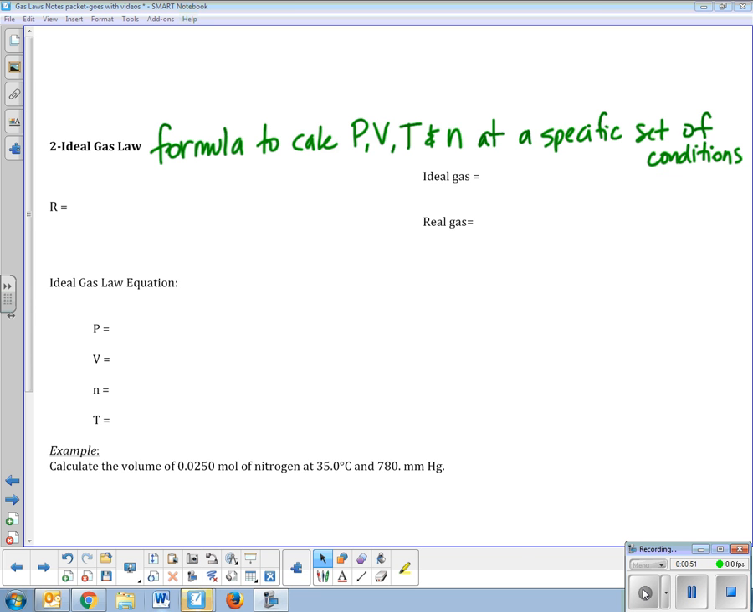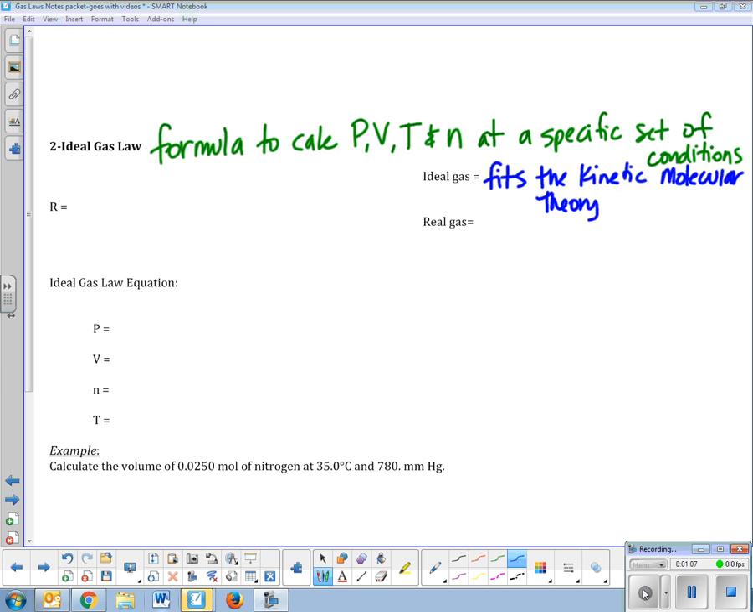So an ideal gas is any gas that fits the kinetic molecular theory at all temperatures and pressures. And the kinetic molecular theory just explains gases and their behaviors. So ideal gases are ones that do everything it says in that theory.